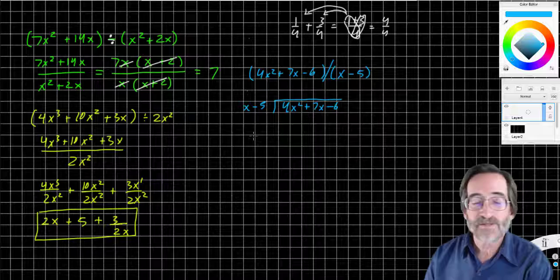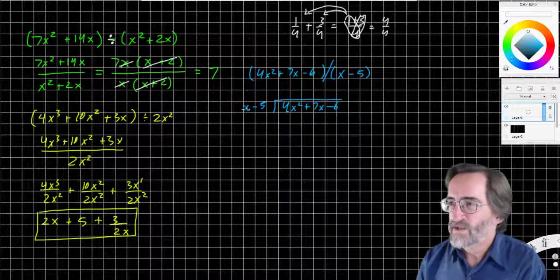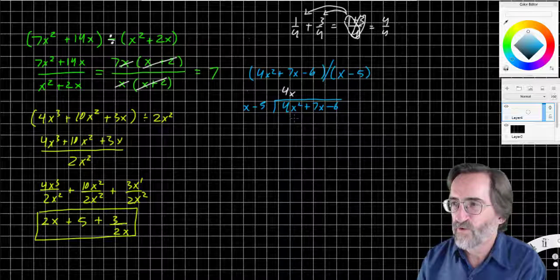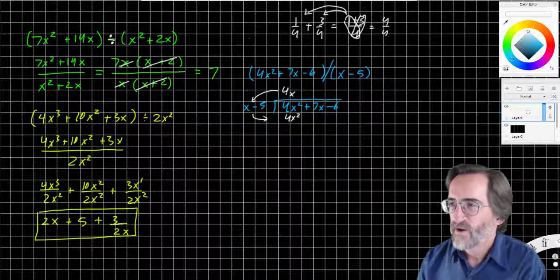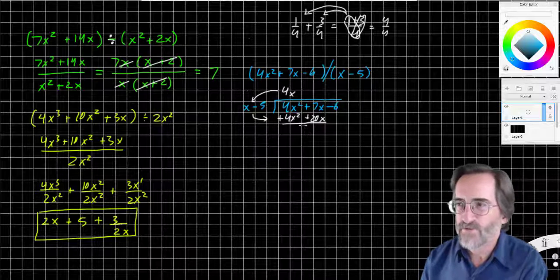And this is the same as regular long division with numbers. I first guess. X times what is 4x squared? Well, I'd have to multiply x by 4x, because 4x times x is 4x squared. So that's my guess. I then multiply and write the answer underneath. 4x times x is 4x squared. 4x times 5 is minus 20x.